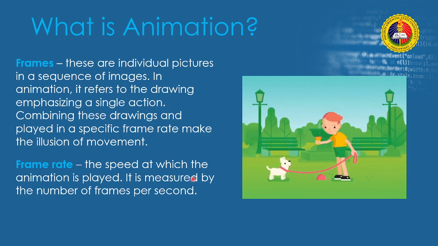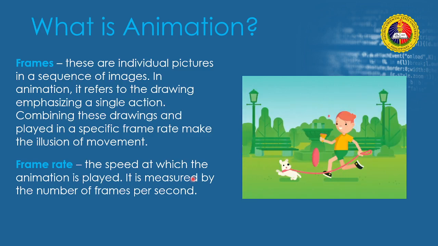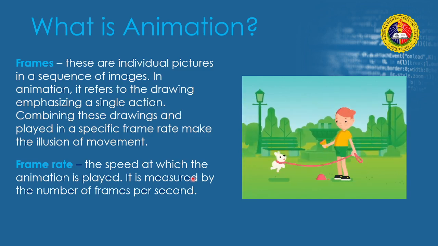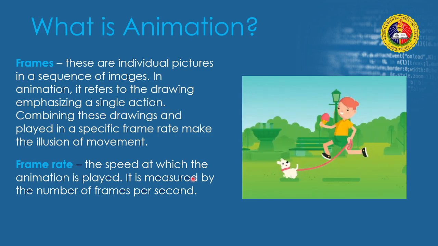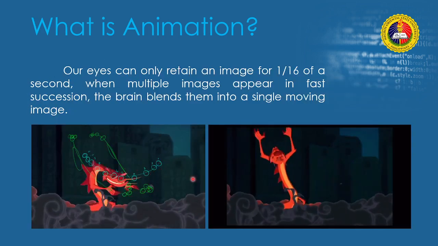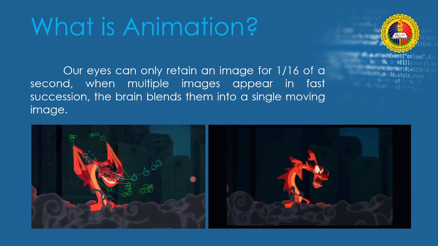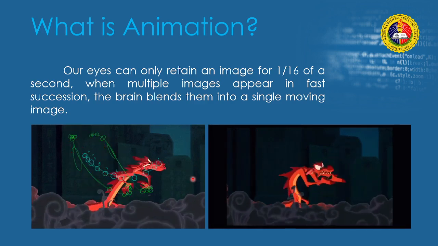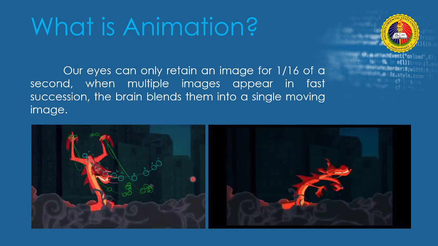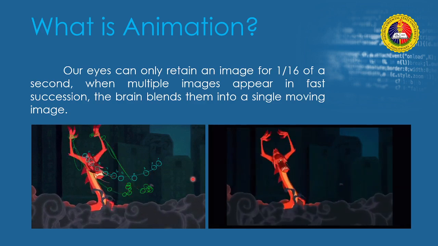So imagine in animation, if the specification of the movie is 11 or 12 or 24 frames per second, there are 24 drawings in just 1 second. Imagine how many drawings they have to produce to give us 2 hours of movie. That's a lot. Our eyes can only retain an image for 1/16th of a second. When multiple images appear in fast succession, the brain blends them into a single moving image. According to science, our eyes can only retain 1/16th of a second.